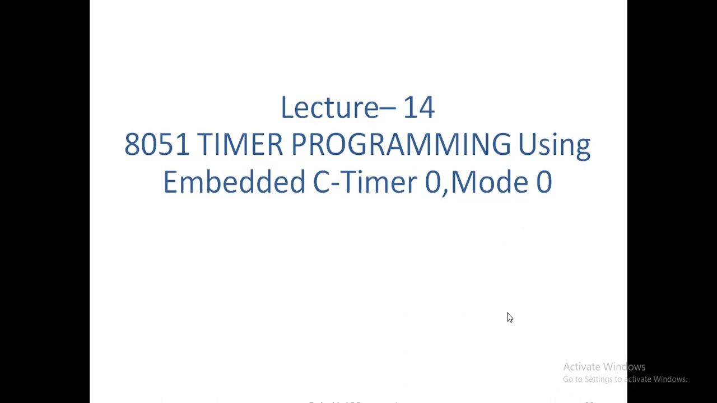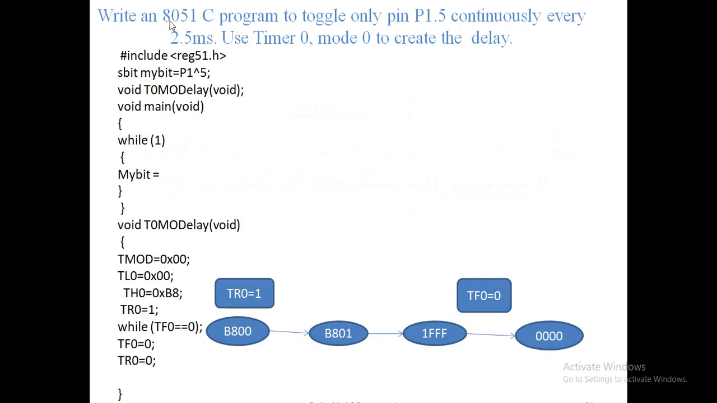But in this lecture series I am going to cover all four modes related to timer 0 and timer 1, and I will also demonstrate with the help of Keil software. So this is the program: write an 8051 C program to toggle only pin P1.5 continuously every 2.5 millisecond.